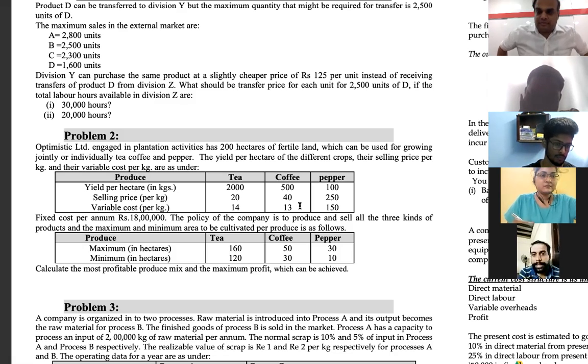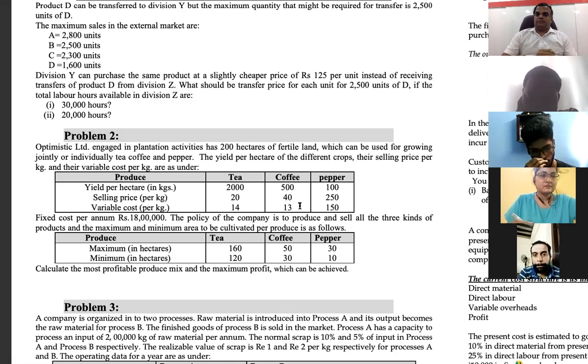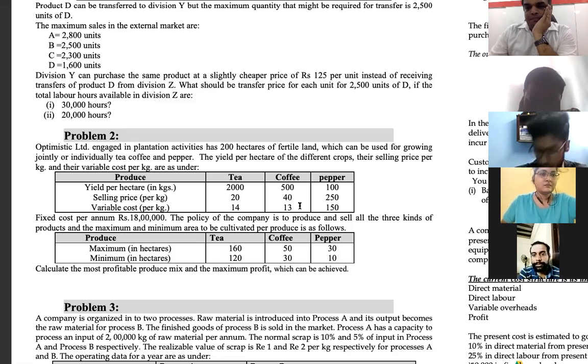The policy of the company is to produce and sell three kinds of products, and the maximum and minimum area to be cultivated for each product is as follows. Maximum 160, 50, and 30. Minimum 20, 30, and 10. Calculate the most profitable product mix and the maximum profit which can be achieved.